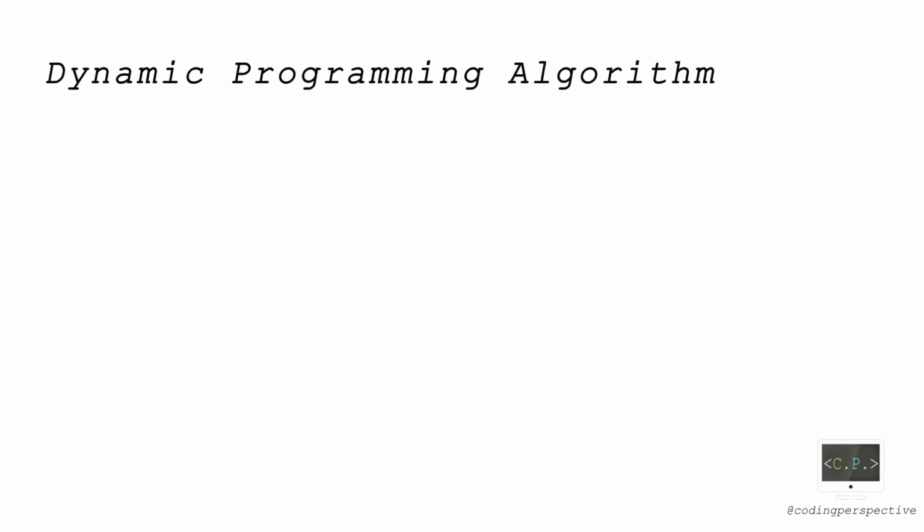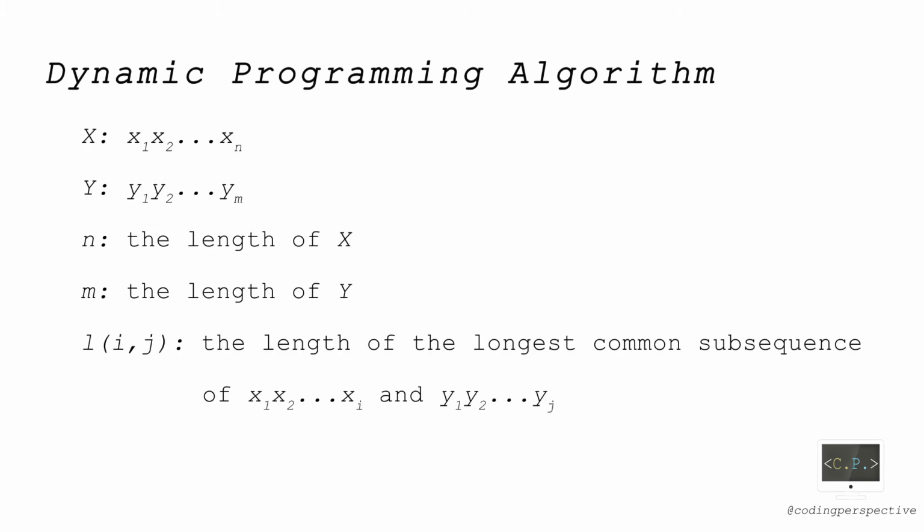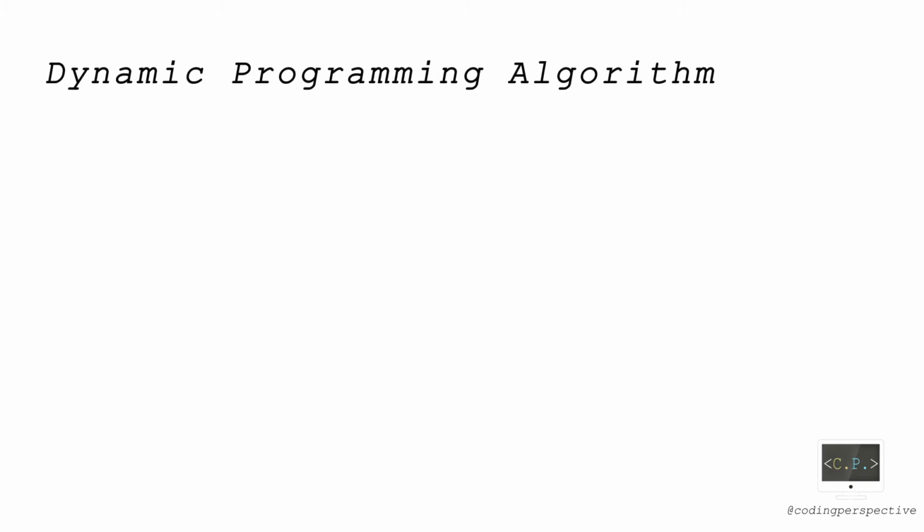Let's start with notation. We will denote the sequences by x and y. The length of x is n and the length of y is m. So x is a sequence from x1 to xn and y is a sequence from y1 to ym. Lastly, L(i,j) is the length of the longest common subsequence of sequences from x1 to xi and y1 to yj. So, L(n,m) is what we are trying to find, as it's the length of the longest common subsequence of x and y. Now, it's time to compute L(n,m) using a dynamic programming algorithm.